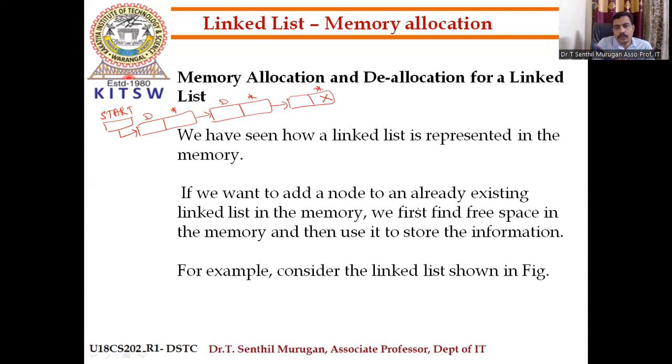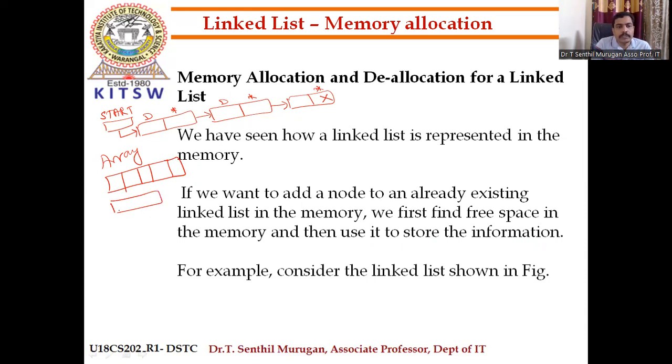If we want to add a node to an already existing linked list in the memory, we first find the free space in the memory and then use it to store the information. We already know the memory will be allocated randomly. It is not sequential memory allocation. An array uses sequential memory allocation. Whenever we use an array, if we declare an array of 5, then 5 memory locations will be allocated continuously or sequentially. But in the linked list, it is not like that.